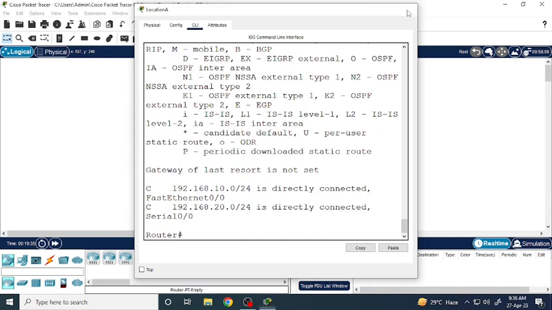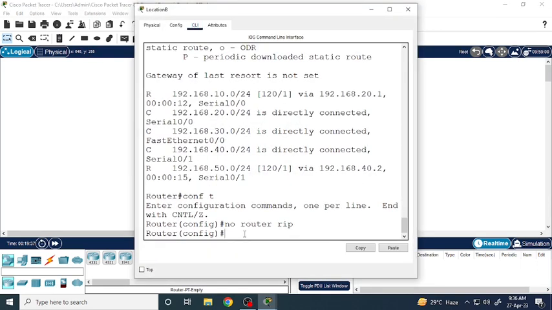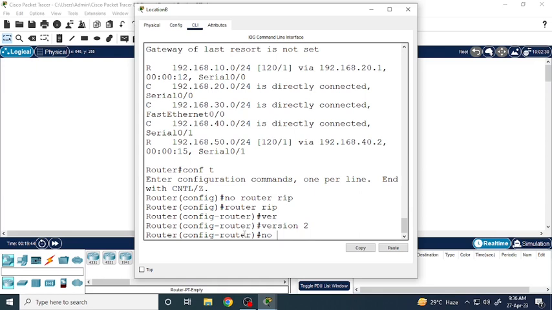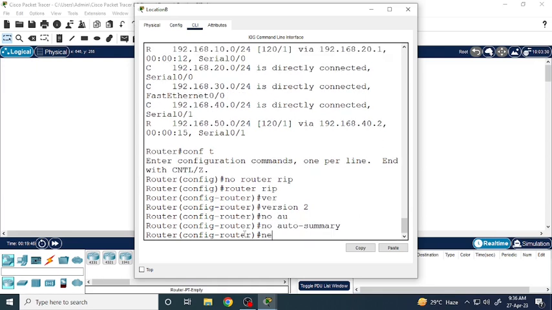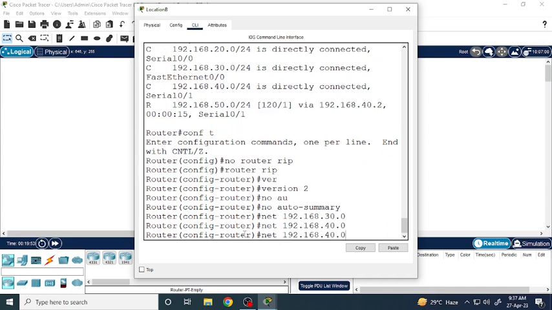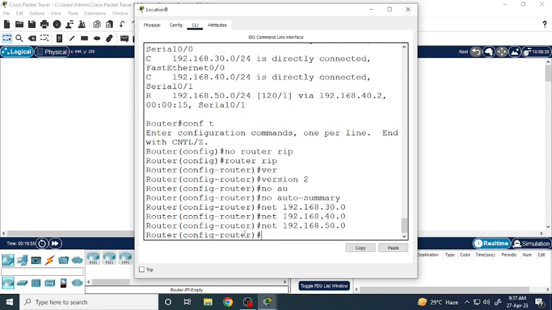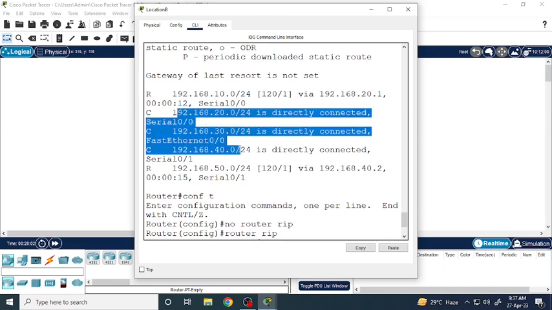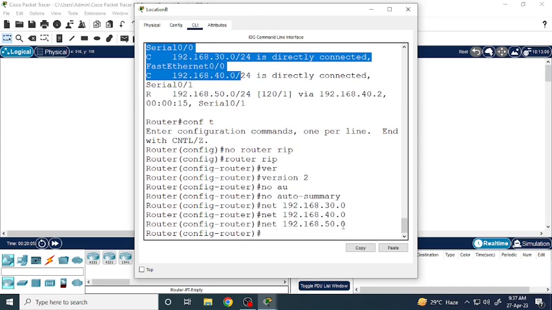Right now there won't be any change because we have to do the same on all the other routers. So let's go router rip, version 2, no auto-summary, and net 192.168.30.0, 40.0 and 50.0. Okay, so these were the 40, no sorry, 20, 30 and 40. Sorry, I used the wrong one.